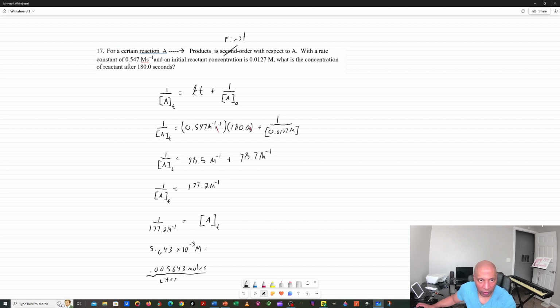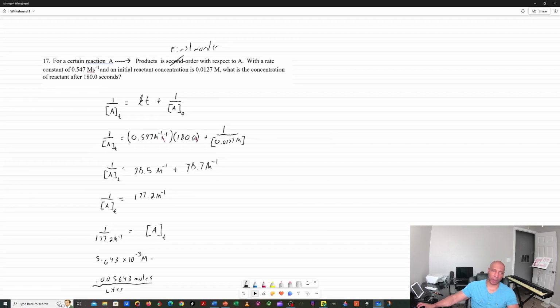First order with respect to A, with a rate constant of 0.547 reciprocal seconds. You leave the liters per mole off; it's just going to be reciprocal seconds. If the initial concentration is 0.0127, we're going to leave that the same. What is the concentration after 180 seconds?